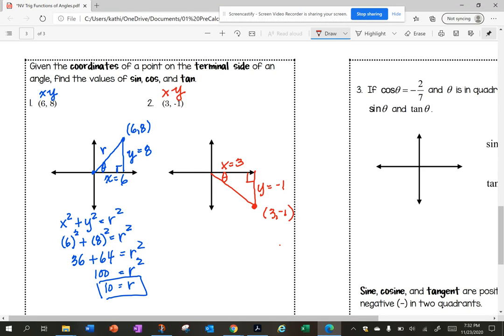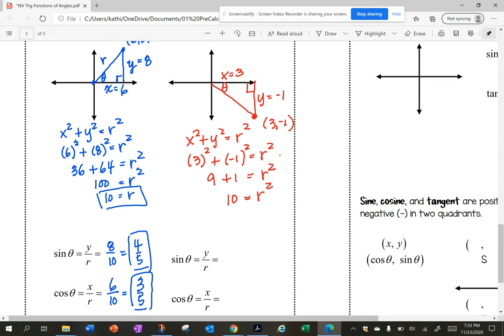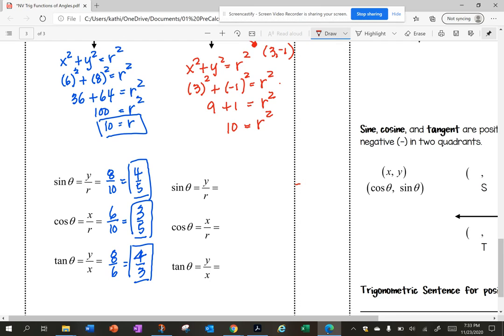So I need to calculate my radius. So x squared plus y squared equals my radius squared. So x is 3 quantity squared plus y is -1 quantity squared equals r squared. So 9 plus 1 equals r squared. So 10 equals r squared. So my radius is the square root of 10. I cannot simplify that anymore, so I stop there.